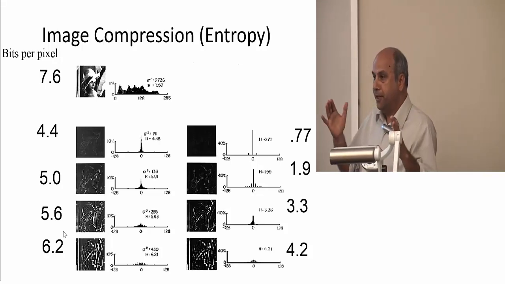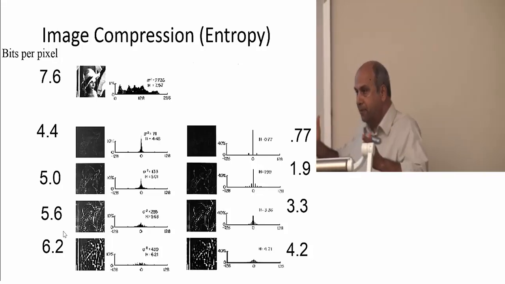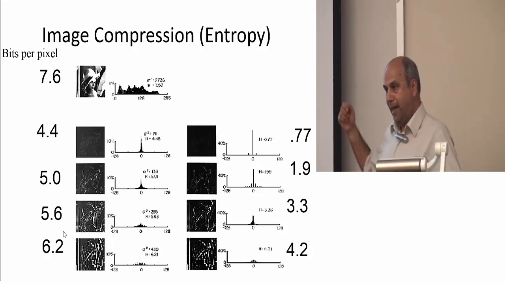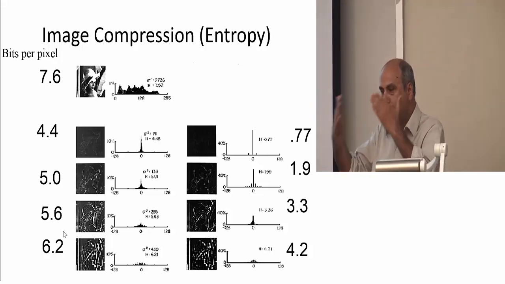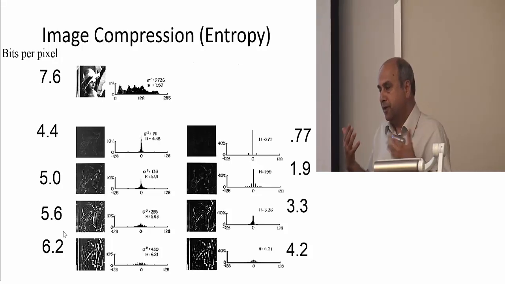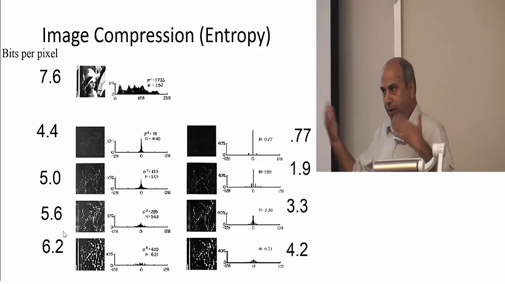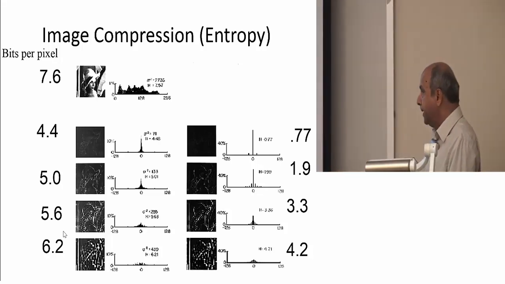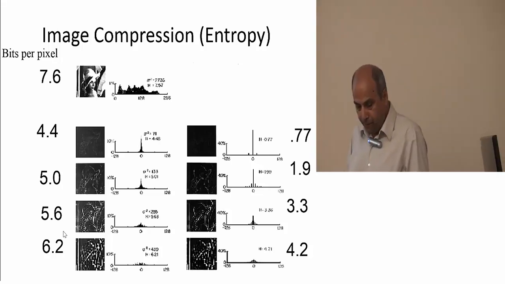So I'm reducing the number of possible values to these quanta, and somehow the human vision system is not sensitive to that. If you quantize it, it's okay, and all these compression techniques do that. So that's what we have here.